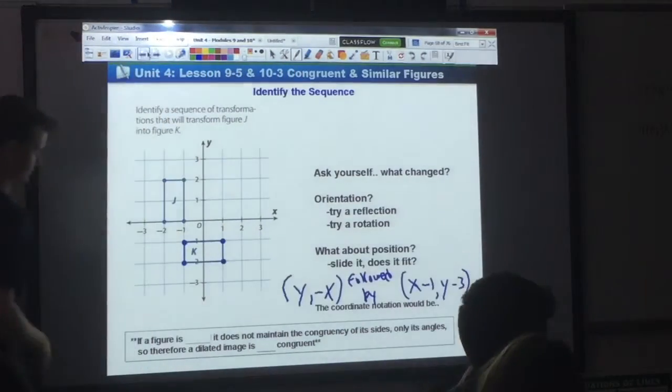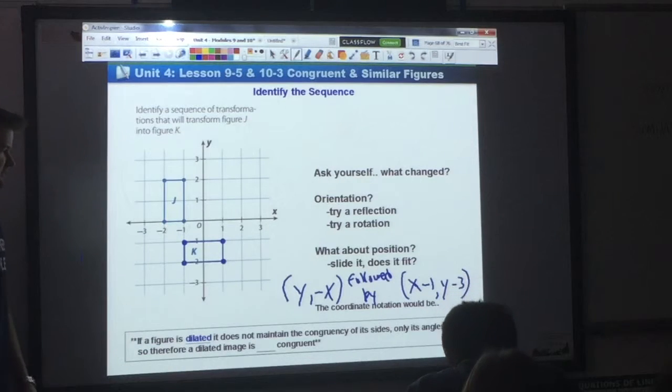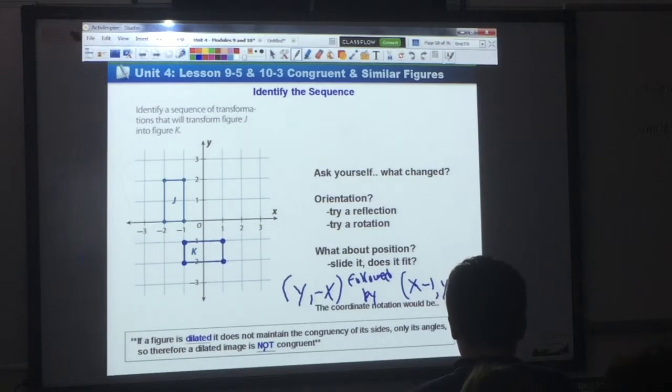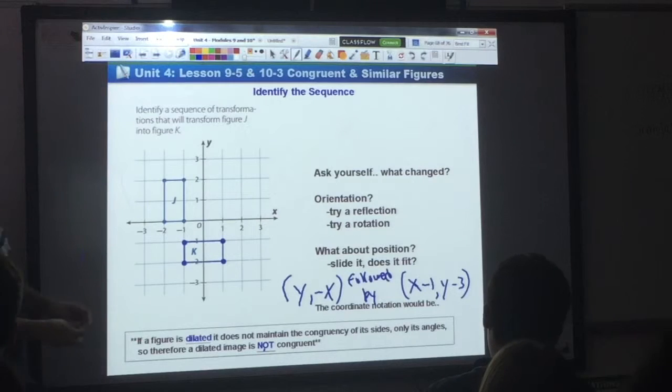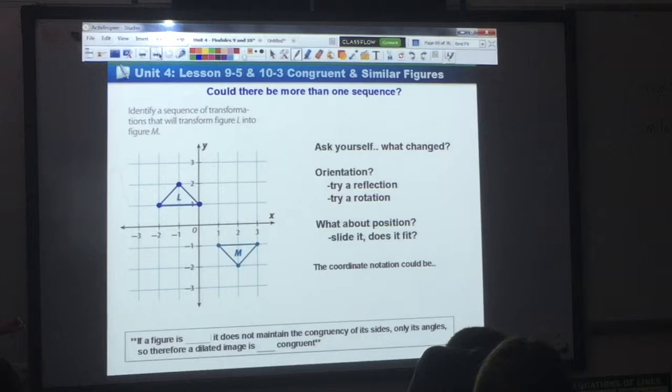You're right. So if a figure is dilated, it does not maintain the congruency of its sides, only its angles. So therefore, a dilated image is not congruent. Better not get the problem wrong on your exam. There's going to be a question like that. It's not on the practice test. It's going to slide into the actual exam. You'll see.